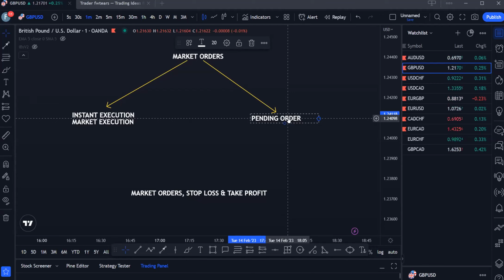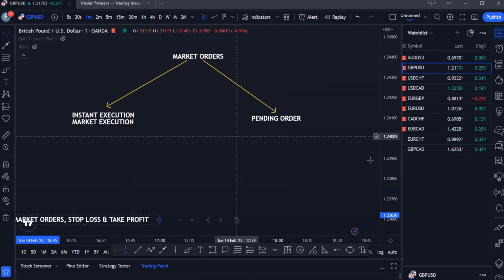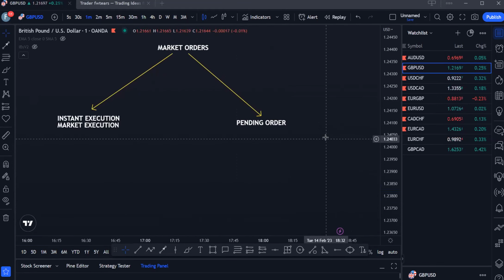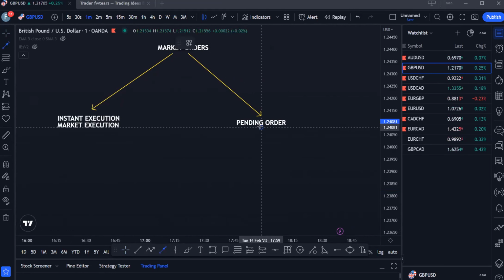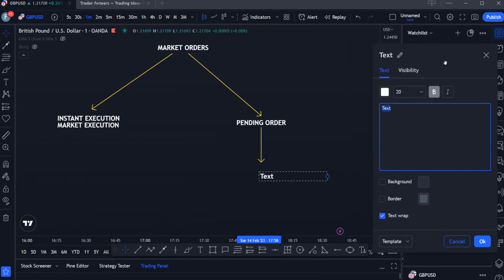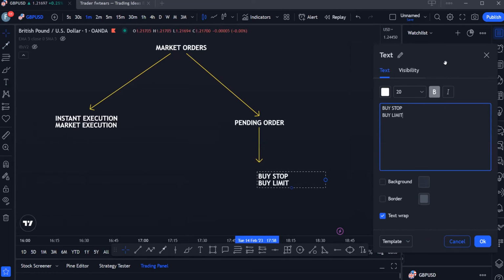All right. Now, talking about pending orders, we have four major types of pending orders, right? So let's break this down. We have four major types of pending order. We have the buy stop, we have the buy limit, and then we have the sell stop, and then we have the sell limit.